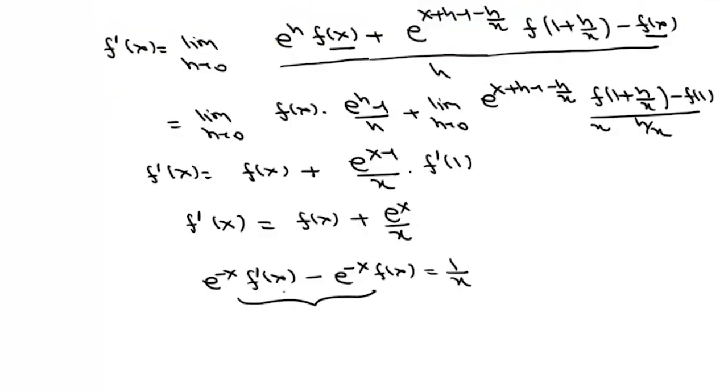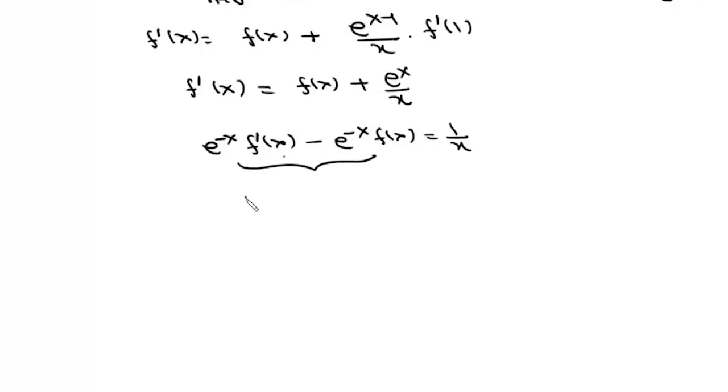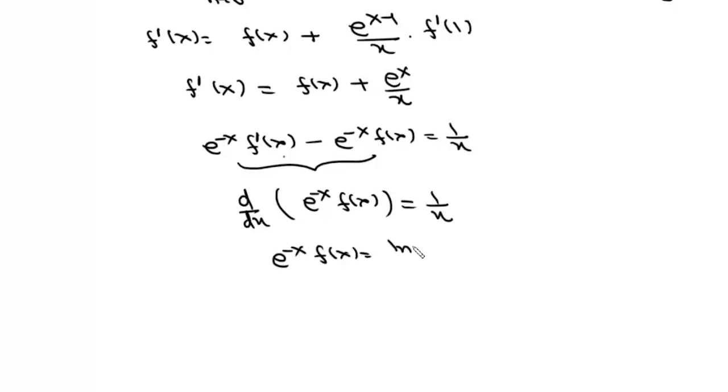So it will be d by dx of e to the power minus x into f(x) equal to 1 by x. Now we integrate this, we can write e to the power minus x f(x) equal to log x plus c. Now when x is 1, f(x) is 0. So clearly the value of c is 0. So we can write our function f(x) as e to the power x into log x.